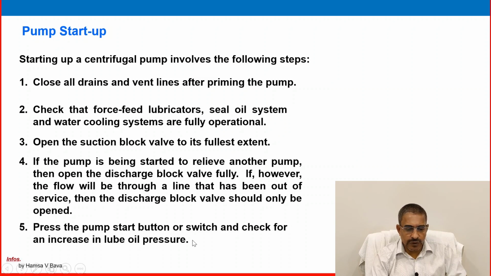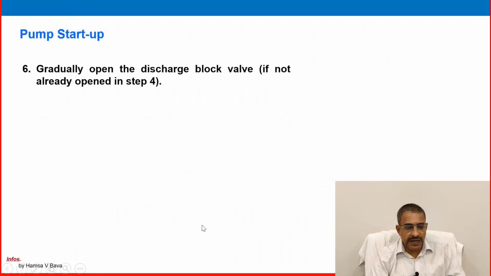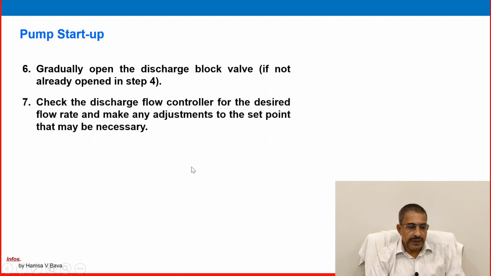Press the pump start button or switch and check for the increase in lube oil pressure. Gradually open the discharge block valve if it is not already open. Check the discharge flow controller for the desired flow rate and make any adjustment of the set point that may be necessary. So that is the startup procedure. These procedures are described in detail, so you can read them, try them, and assist the main operator one or two times, to gain knowledge, understanding and experience on how to start the pump.